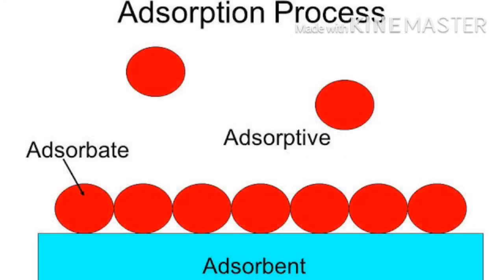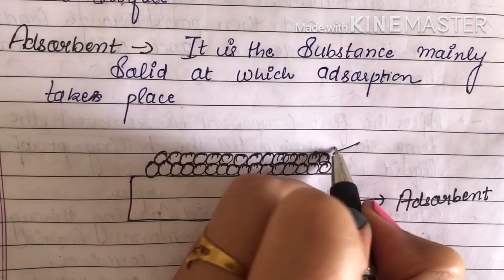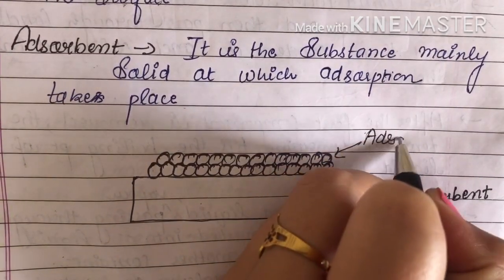Let's see, here this is the adsorption process. Here you can see the molecules that are outside the surface and are retained on the surface; they do not pass into the surface. So this is the adsorbent, because here the adsorption takes place, and these are the molecules that adsorb on that surface. These molecules are called adsorbate.